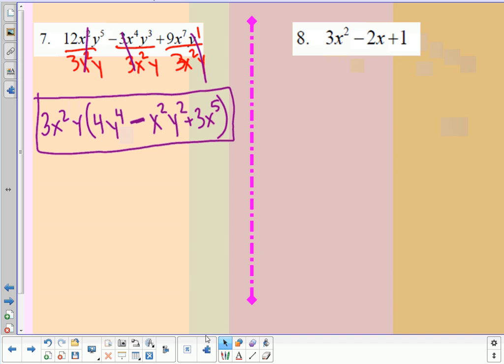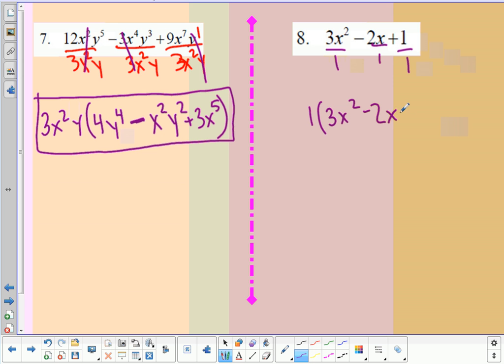In number 8, I have 3x squared minus 2x plus 1. If I look at the numbers 3, 2, and 1, the only thing I can take out of all of those is a 1. Then I look at my variables, x squared, x, and no variable. I can't take any variables out. So my only GCF here is a 1. And when I divide by 1, nothing changes. So I still have 3x squared minus 2x plus 1.